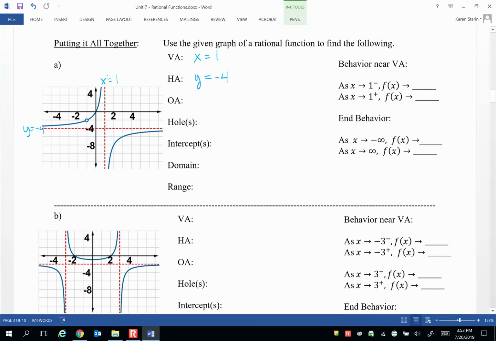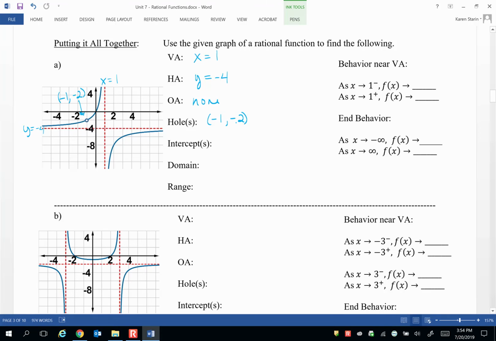Is there an oblique asymptote? No, there is none. Are there any holes? Yes, I see a hole right here. So we represent a hole with coordinates. So it's -1, -1. Oh, excuse me, the y-axis is counting by 2. So it's -1, -2. So there's a hole at -1, -2.